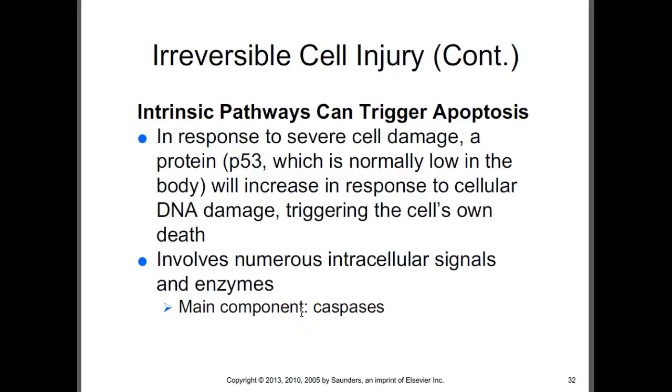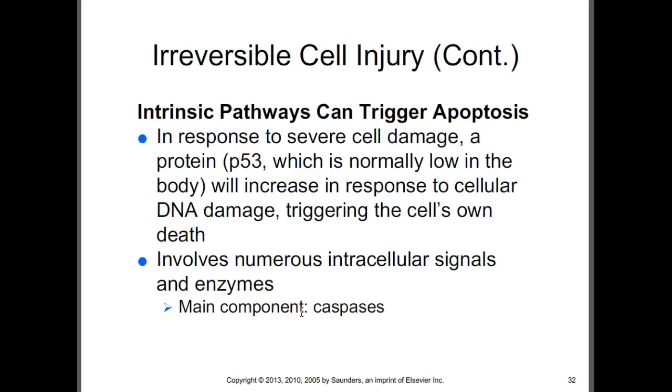Right, so intrinsic pathways. Severe cell damage can cause one of our main proteins to be initiated, which is P53. The P53 pathway is basically, if you remember mitosis, going back to chapter 3, mitosis is part of the entire cell cycle, right? The cell cycle is going to have interphase, and interphase has 3 parts: the G1 phase, the S phase, the G2 phase, and then it's going to go into mitosis. This is the entire cell cycle.